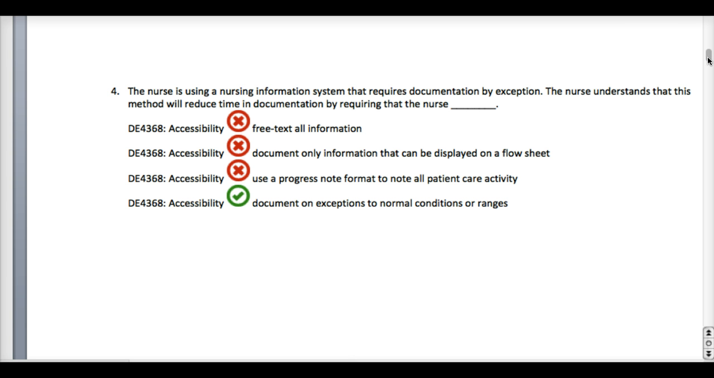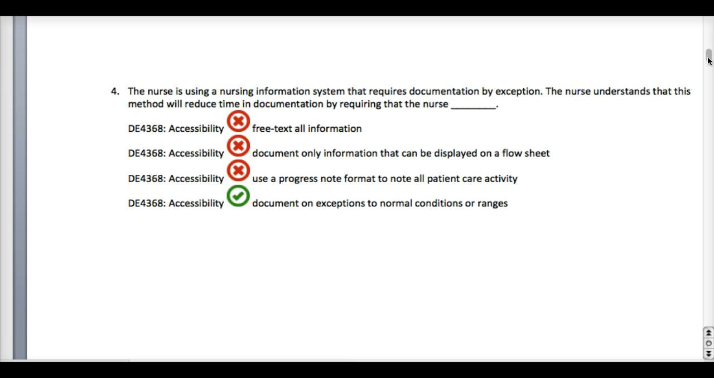The nurse is using a nursing information system that requires documentation by exception. So let me stop for a second. What would I think that means to me? Documentation by exception. Well, what that points out to me is that I probably wouldn't have to document as much. That I would only have to document things that perhaps are abnormal. The nurse understands that this method will reduce time and documentation by requiring that the nurse free text all information. Well, you know by using your smartphones that you don't free text every single word, and that certainly doesn't save you time.